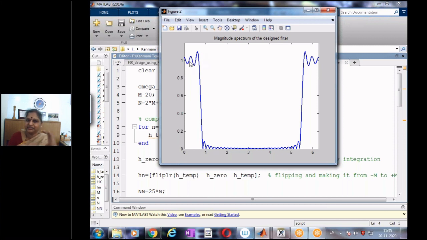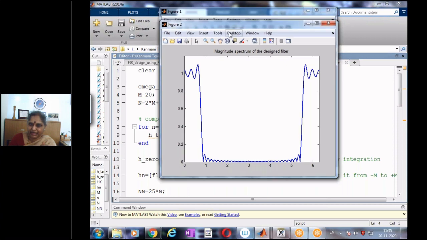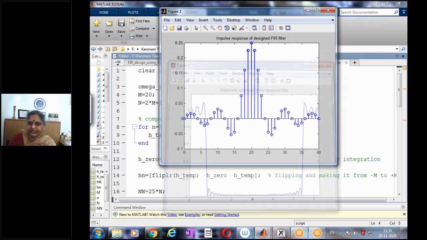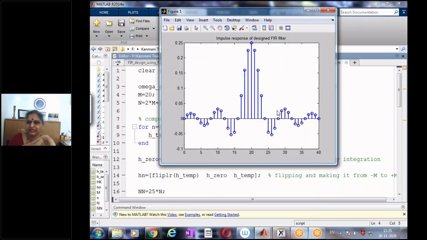I still have an undershoot and an overshoot. The magnitude response goes below and above 1. This is the magnitude response of the designed filter. And how is my impulse response? This is my impulse response, of length going from 0 to 40, so the length is 41. This is my symmetric, even impulse response, having even symmetry in the coefficients.